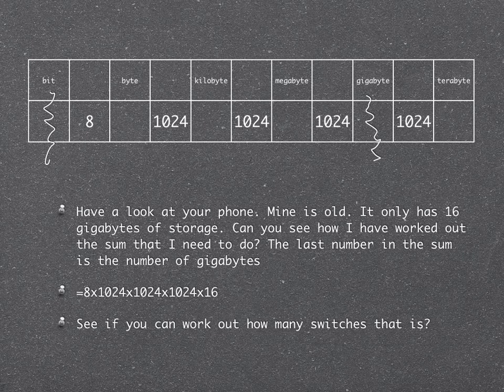Have a look at your phone. Mine is old. It only has 16 gigabytes of storage. Can you see I've worked out the sum that I need to do? I've put a wiggly line under bit and a wiggly line under gigabyte, and then multiplied all the numbers in between. I've also put in a 16 because if I just multiply 8, 1024, 1024 and 1024, I find how many switches is in 1 gigabyte. But I've got 16 gigabytes. See if you can work out how many switches that is.